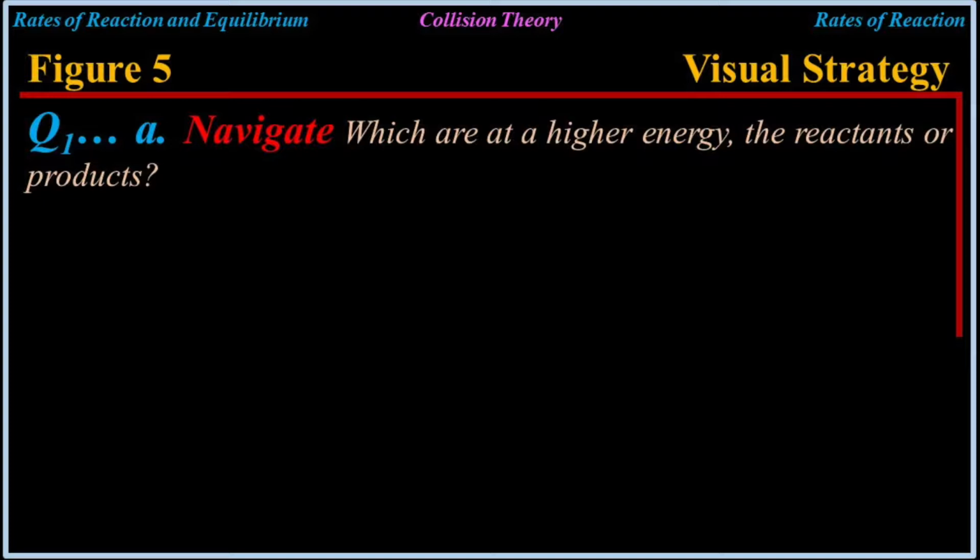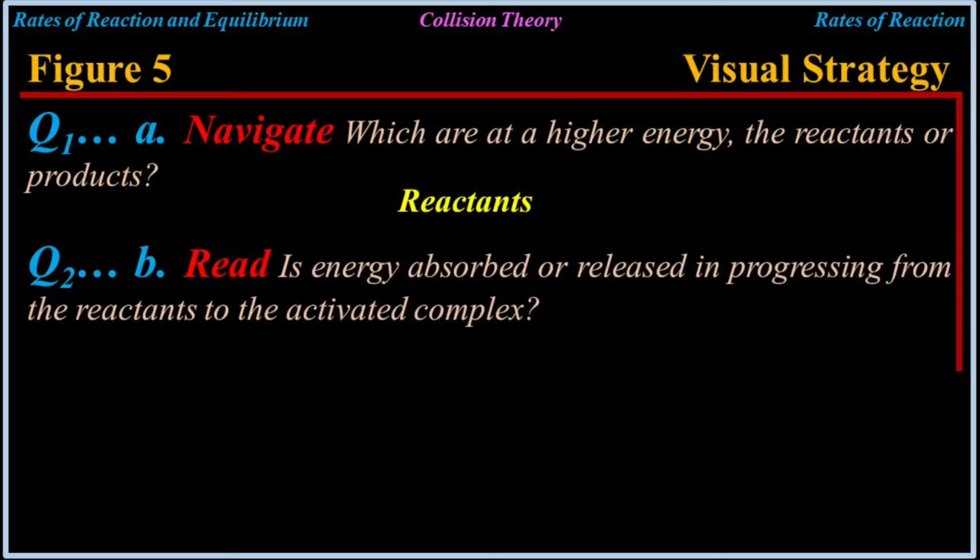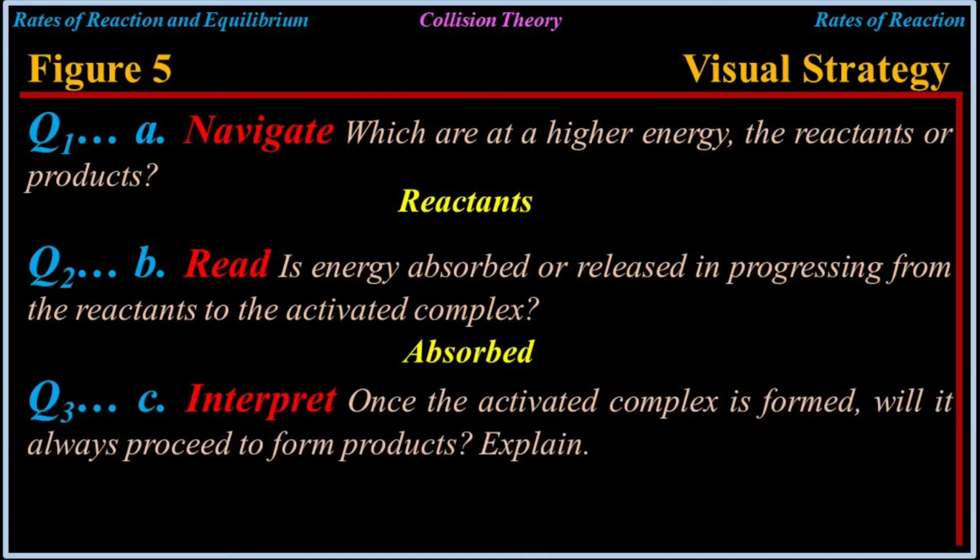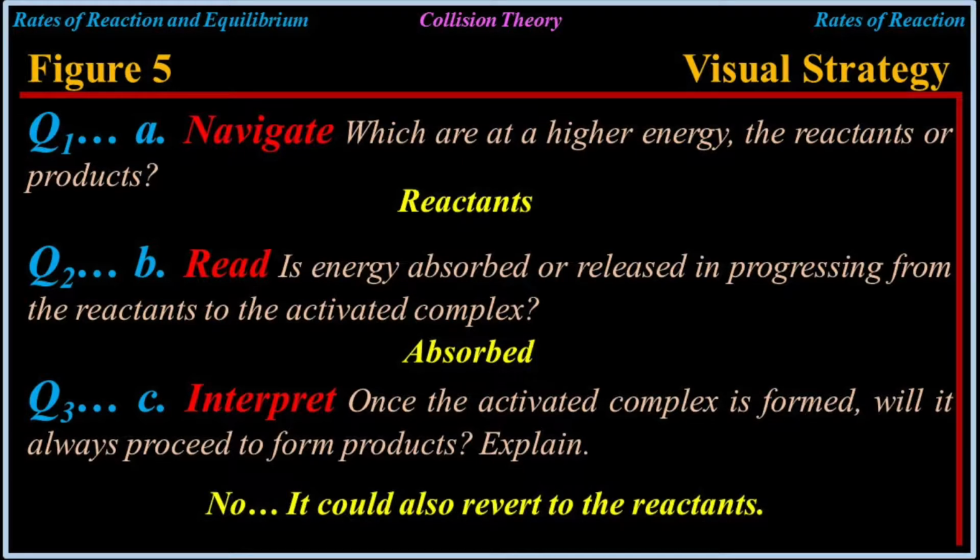Which are at a higher energy, the reactants or the products? The reactants are at a higher energy. Again, refer to the graph. Is energy absorbed or released in progressing from the reactants to the activated complex? They are absorbed. Once the activated complex is formed, will it always proceed to form products? Explain. No, it could also revert to the reactants.